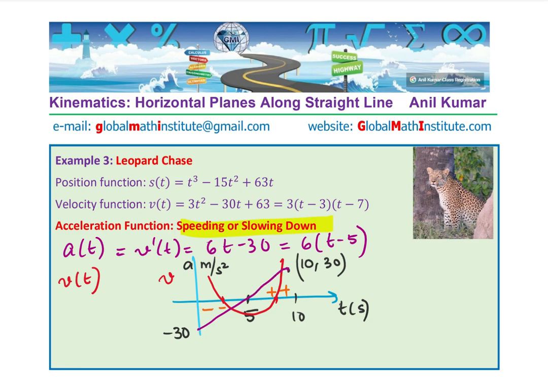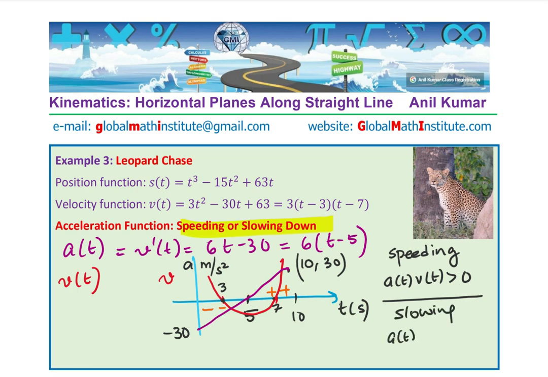So, as you can see, from before, we have got three different intervals, right? This is when velocity is 0, 3 and 7, right? So, what do you notice here? If you are looking into speeding, when does speeding take place? It is when the product of acceleration and velocity is greater than 0. Do you see that? And slowing down happens when the product of acceleration and velocity is less than 0.